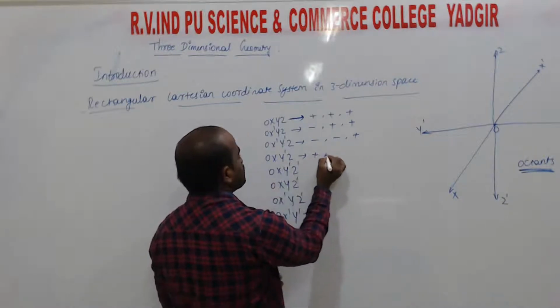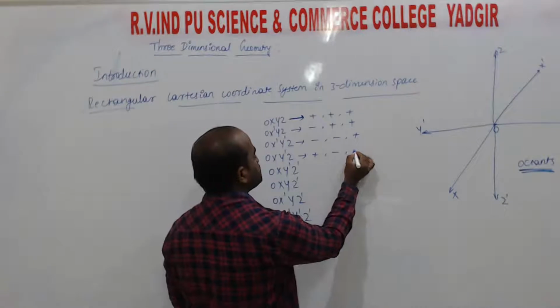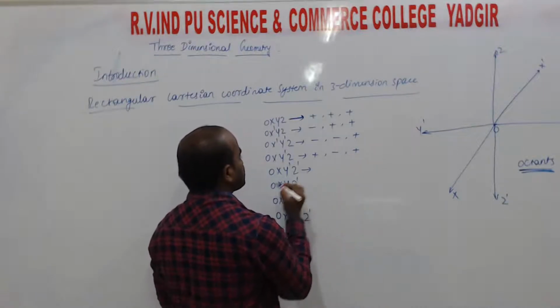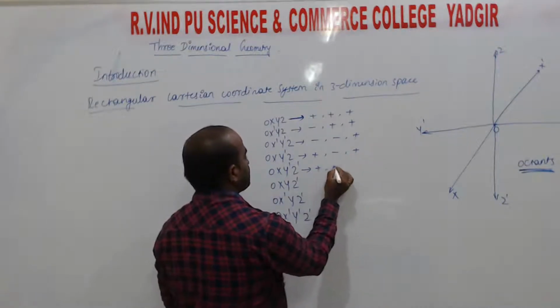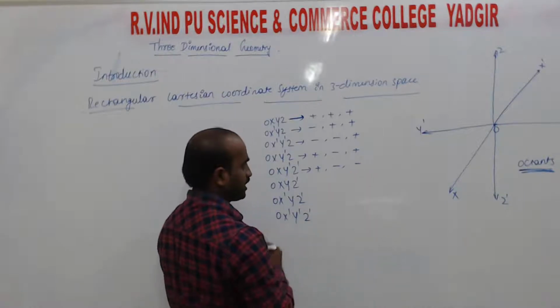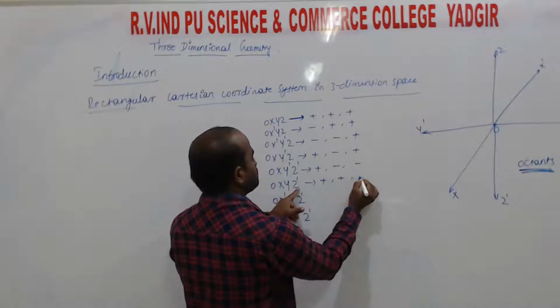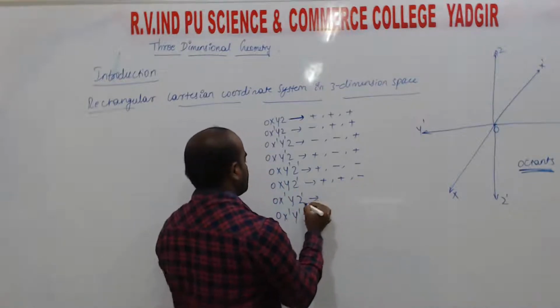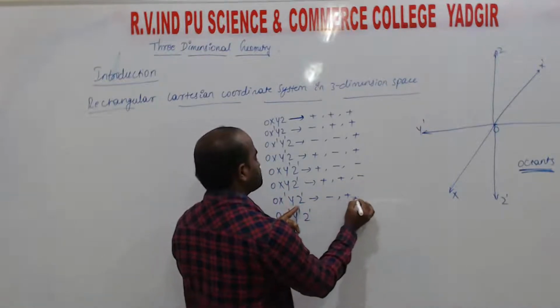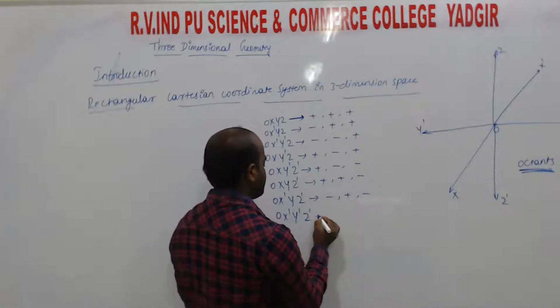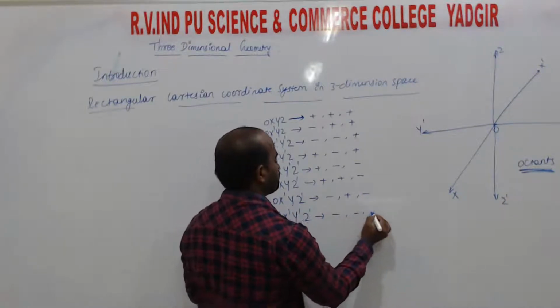Next, X is positive, Y is negative, Z is positive. Next, X is positive, Y is negative, Z is also negative. Then X is positive, Y is positive, Z is negative. Next, X is negative, Y is positive, Z is negative. In the last, all are negative.